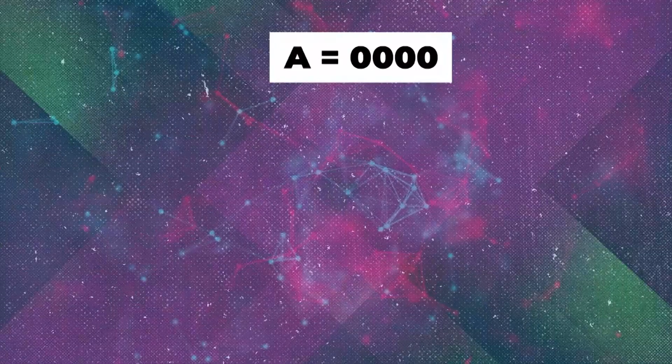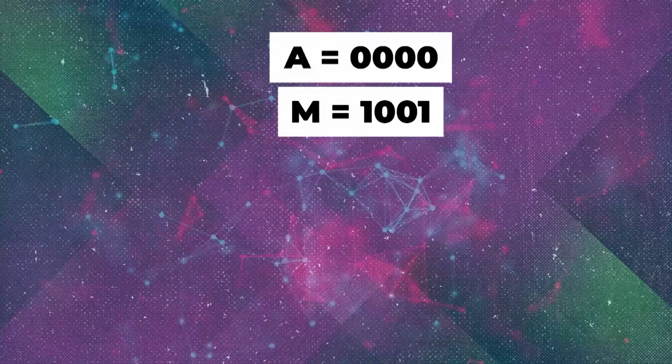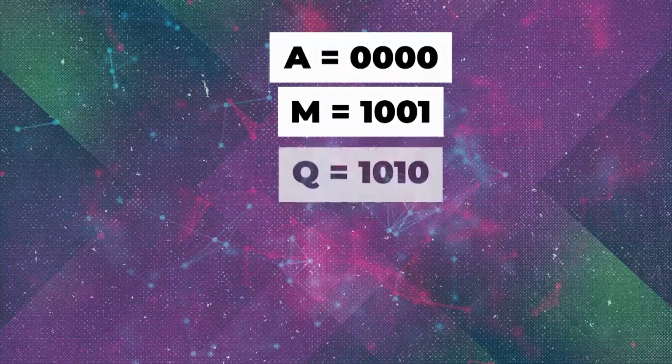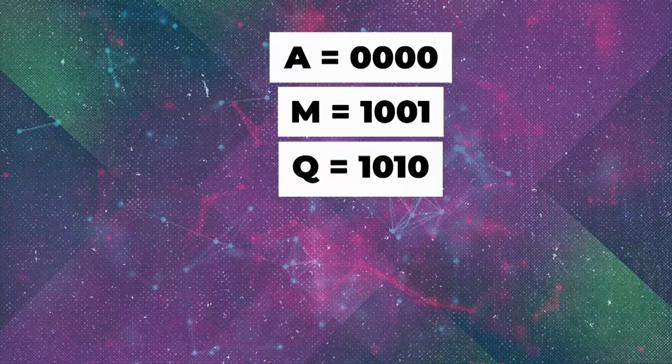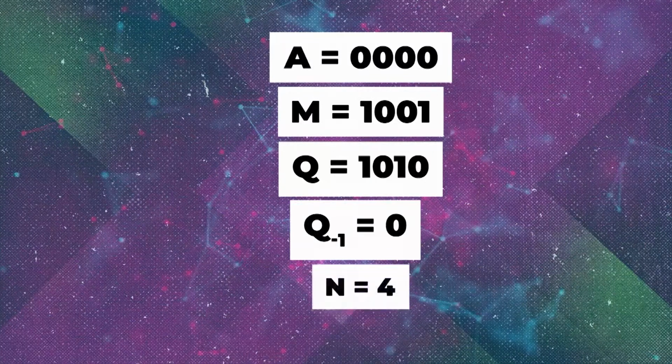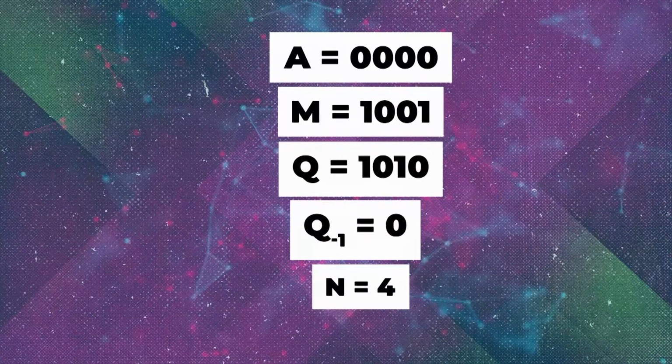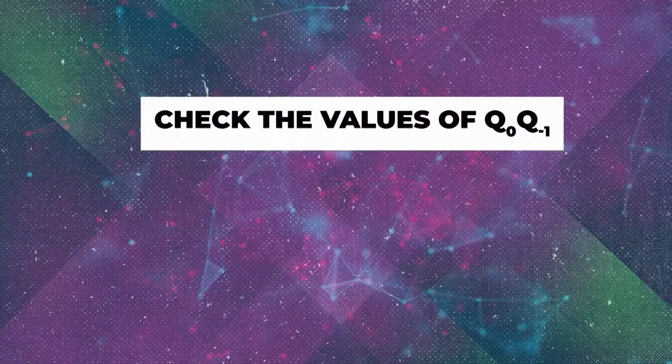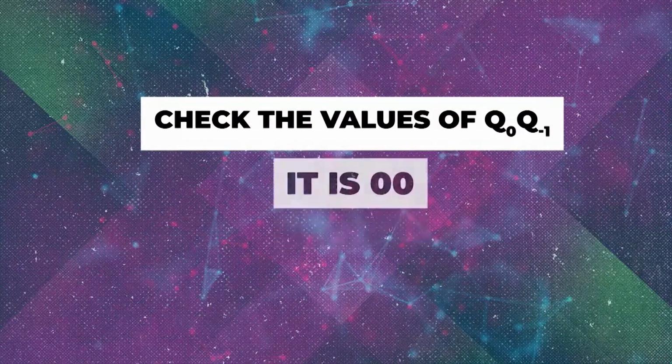In the first step, set the values of a, m, q, q minus 1 and n. A equal to 0 0 0 0, m equal to 1 0 0 1, q equal to 1 0 1 0 and q minus 1 equal to 0, and n equal to 4 because we use 4-bit numbers. Check the values of q naught q minus 1, it is 0 0.